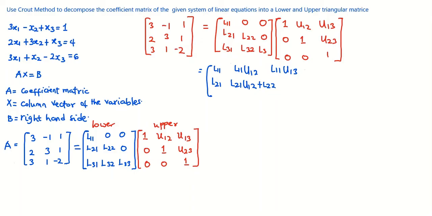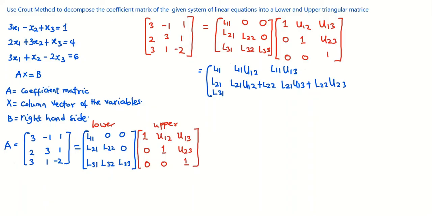Then next, we go to L21 multiplying U13 plus L22 multiplying U23. Then 0 multiplying 1, that gives us 0. And then lastly, we have L31 multiplying 1, that gives us L31. And then L32 multiplying 0, that will be 0, plus L33. This is supposed to be 3, plus L33 multiplying 0, that also gives us 0.